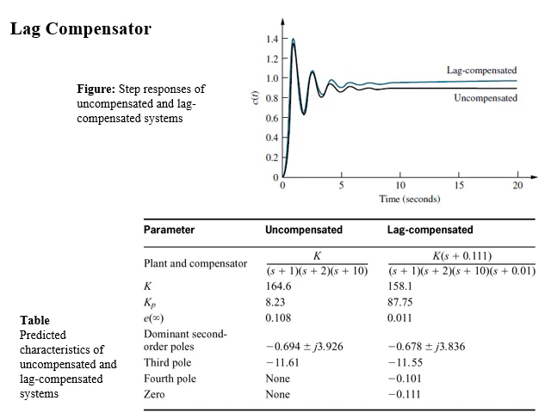Dear students, the figure represents the step response of compensated and uncompensated system, and the steady state error and the location of poles for compensated and uncompensated system are summarized in the table given. The steady state error for uncompensated system equals 0.108, whereas that of compensated system is 0.011.